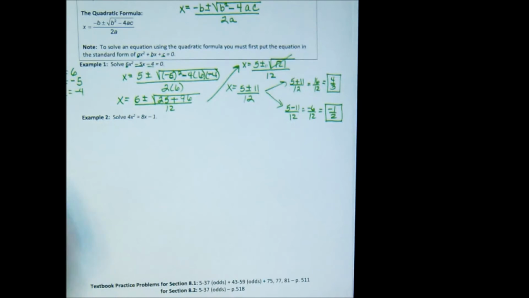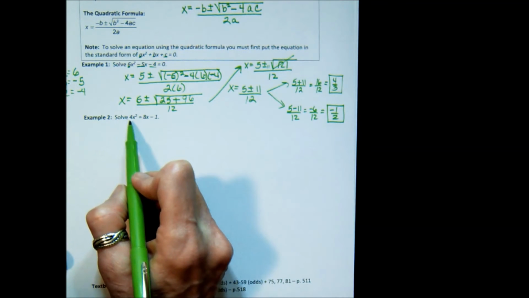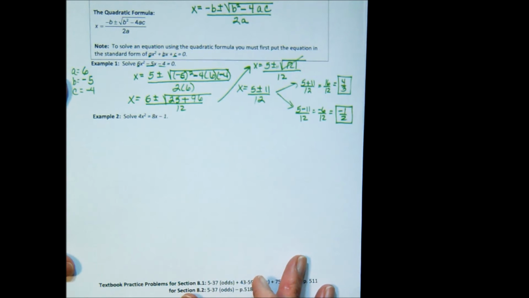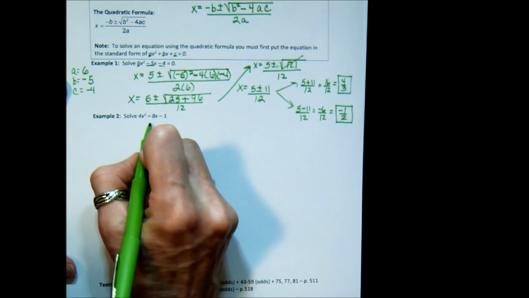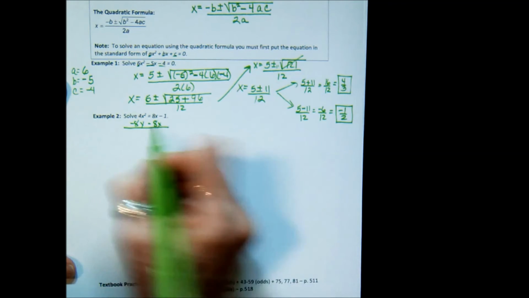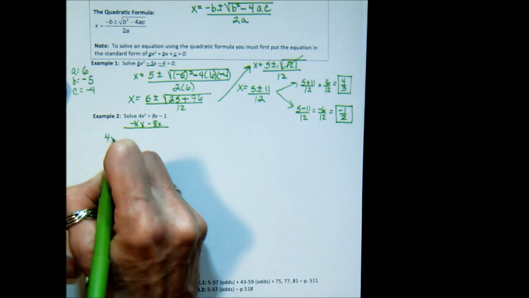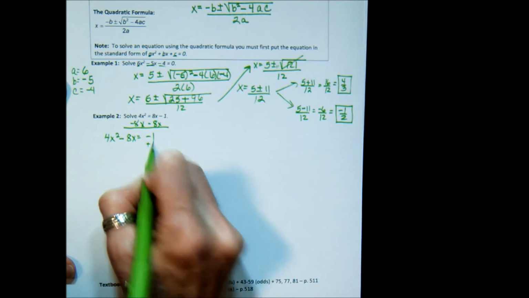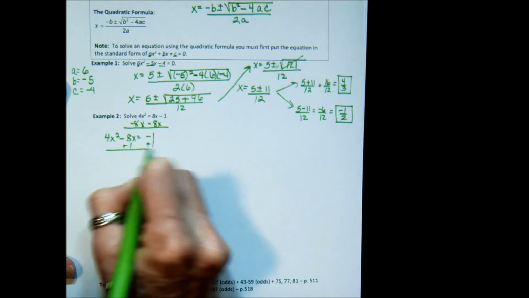Let's do one more. 4x squared equals 8x minus 1. It is definitely not prepared yet. We need to get it equal to 0. So we're going to subtract an 8x from both sides. That will give me 4x squared minus 8x equals -1. And now we're going to add a 1.